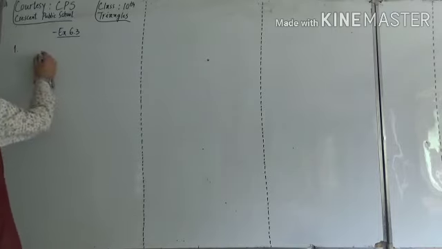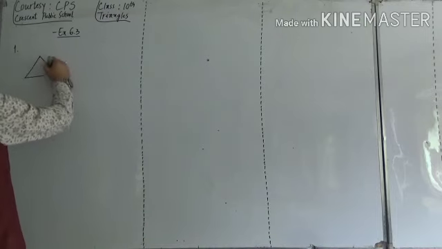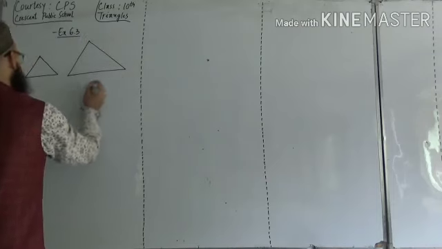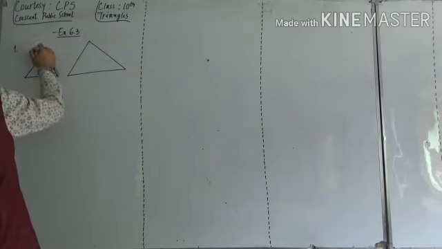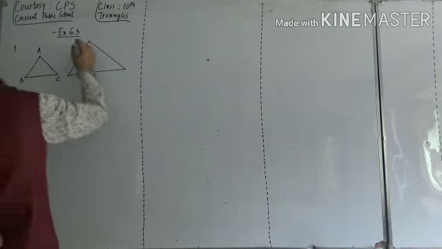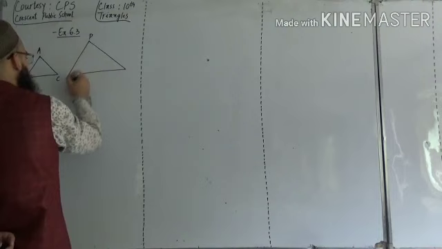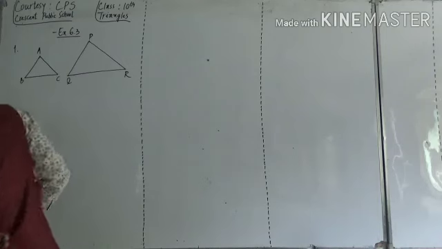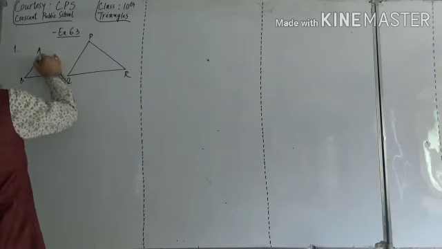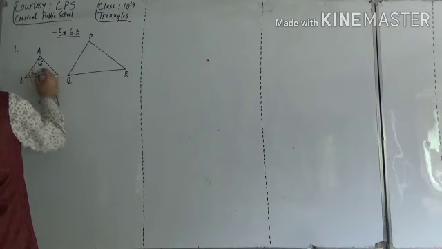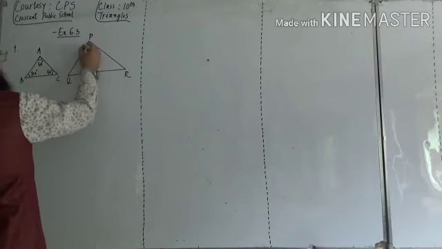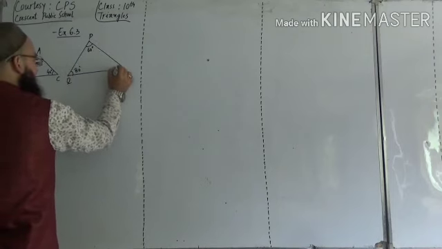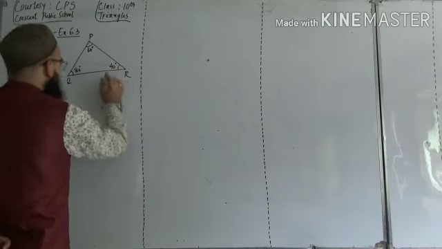For example, let me have the first one. You have one triangle, you have another one. This triangle is ABC. This is PQR. The angles are 60, 80, 40. This is 60 degree, 80 degree, 40 degree. For this one, it is 60, 80 and 40 degree.